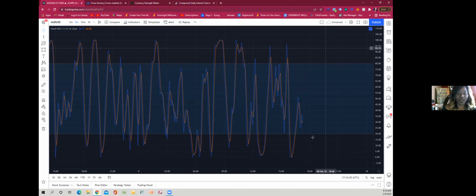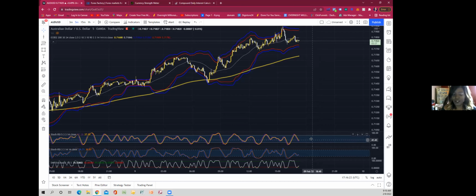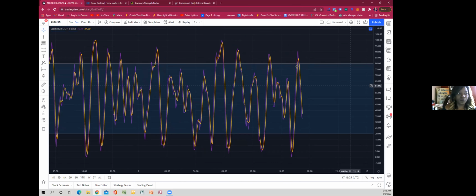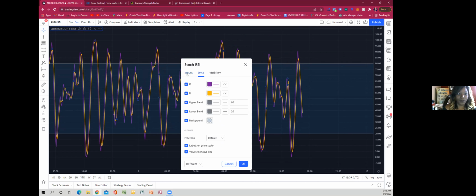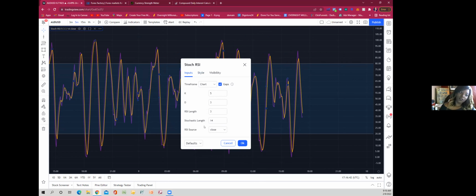Now, if you do have the paid version, you can come to this one and you can also get the second stochastic. And this one is 5, 3, 3, 14, and still close. Style, that's all you. So this right here is the settings. Take a screenshot if you need it and let me know.